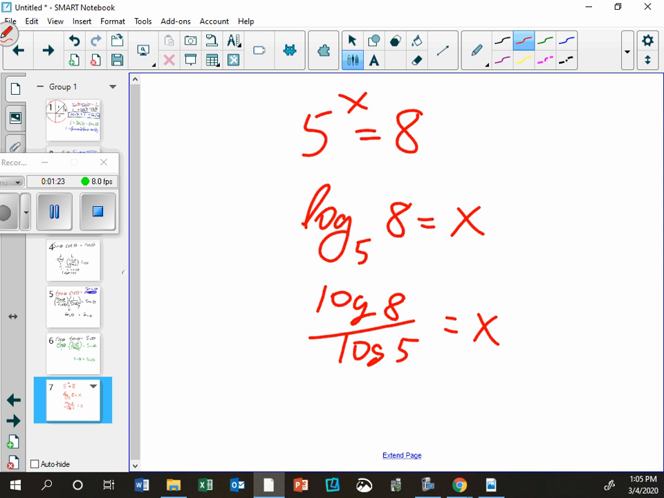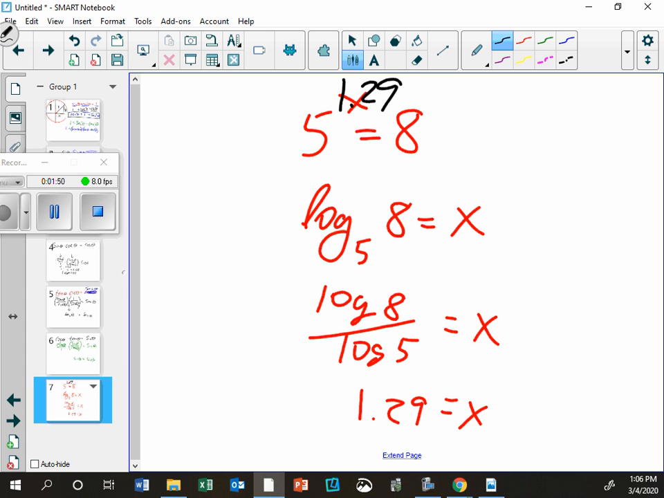Log 8 divided by log 5. And that gives you a decimal. What did you get, sir? 1.29. If your life depended on this, I would check it. If you put 5 to the 1.29, I bet it comes out to about 8. Why not exactly 8? Because we rounded it. Okay. That's the basics of logs.